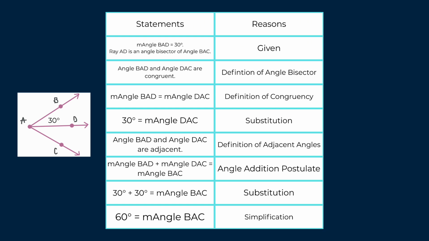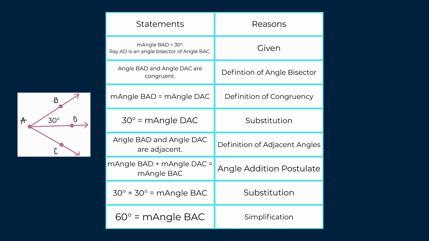We substitute 30 degrees for both the measure of angle BAD and the measure of angle DAC because we proved that they are equal to each other. And we substitute them, and then we simplify: 30 degrees plus 30 degrees equals 60 degrees. So the answer is the measure of angle BAC is 60 degrees.